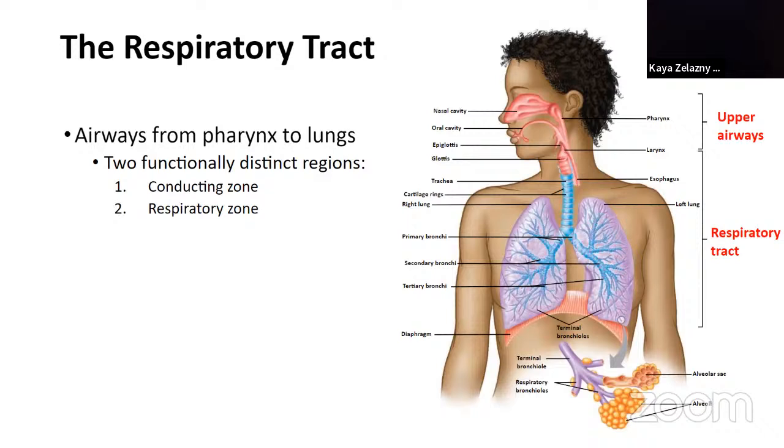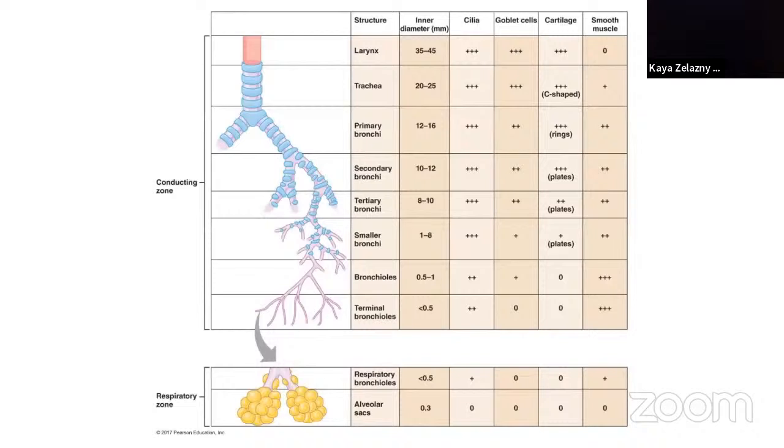In the conducting zone, we're going to see these are passageways that are really just for physically moving the air. It's not until we get to the respiratory zone that we're going to see the gas exchange across membranes. So that's going to be our functional difference. So here we see all the pieces that we might name within these zones.